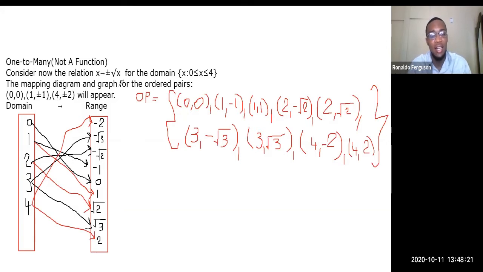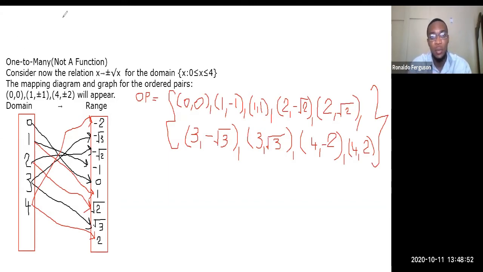And so as you can clearly see, each element in the domain maps, but it maps twice. 4 is mapped to -2 and 2, 3 is mapped to negative root 3 and root 3, and so each element maps more than once, and so it is not a function. So a one-to-many relation is not a function.